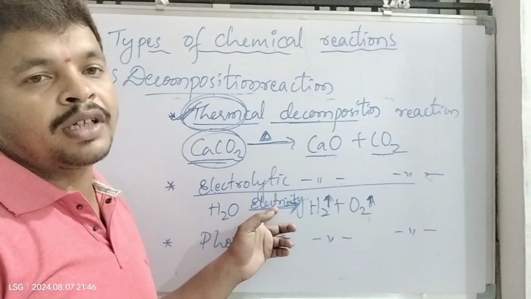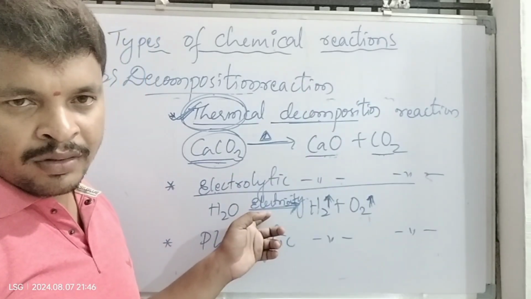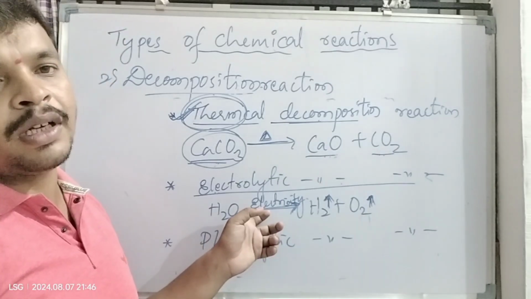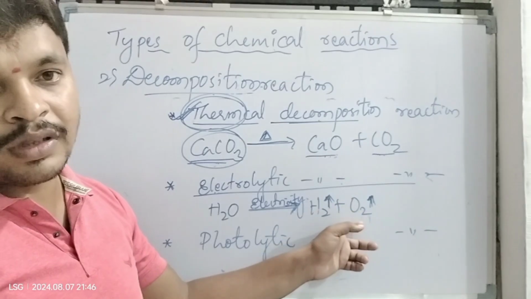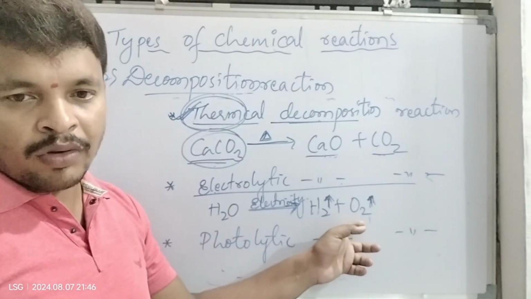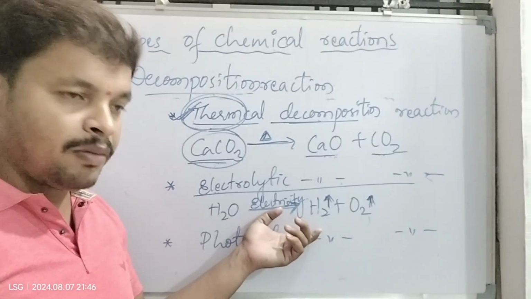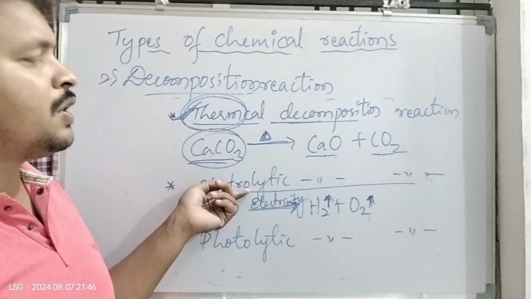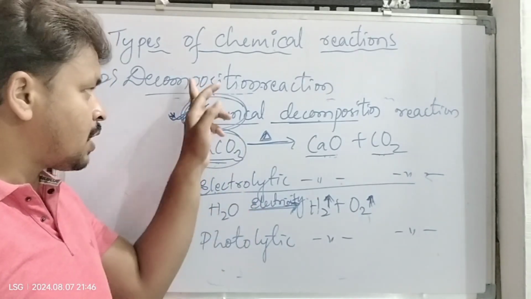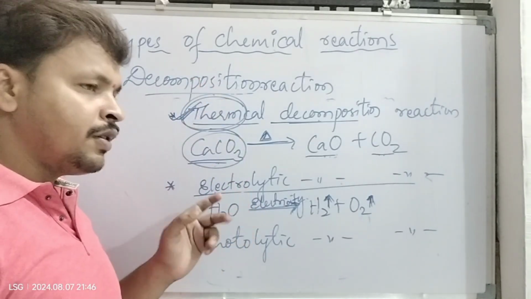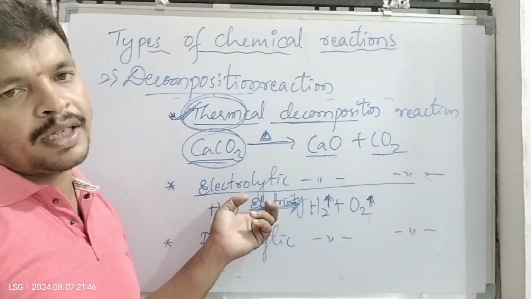There is one diagram in your textbook related to the hydrolysis of water. I will explain later separately with a diagram what is meant by hydrolysis of water, what the products are, hydrogen and oxygen, in what ratio they are evolving, and how to conduct such an experiment. This is an example of electrolytic decomposition, a type of decomposition reaction where a single reactant breaks down into two or more products by means of electricity.